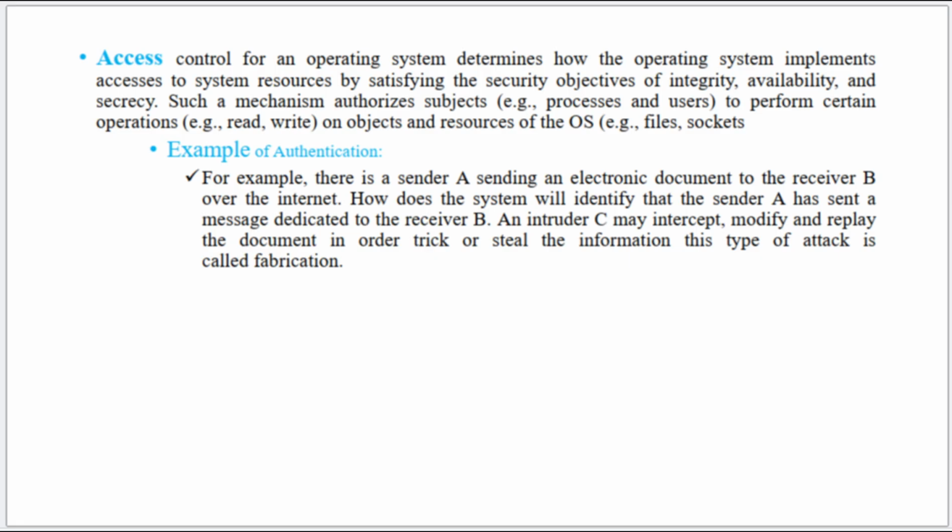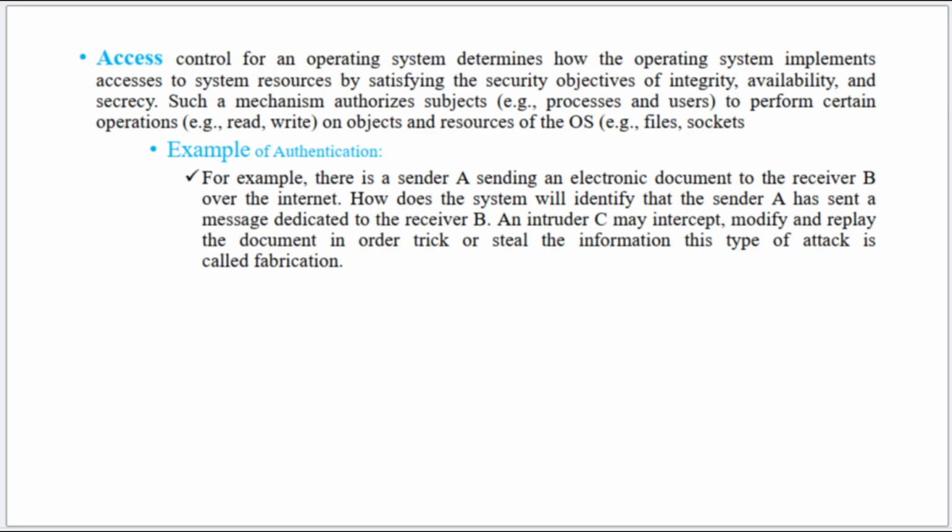Such a mechanism authorizes subjects, e.g. processes and users, to perform certain operations, e.g. read-write, on objects and resources, e.g. files, sockets. Example of authentication. For example, consider sending an electronic document to the receiver over the internet.